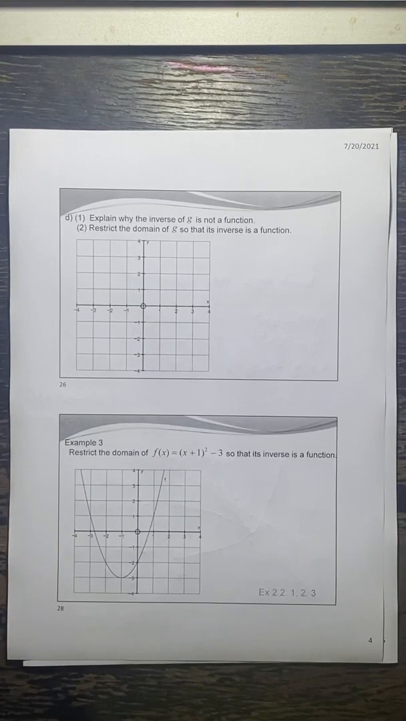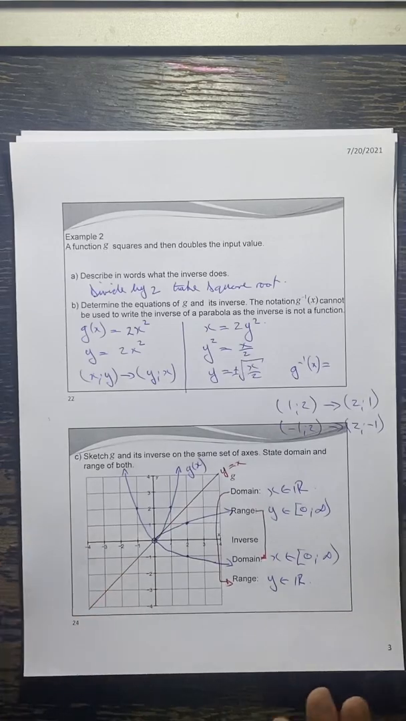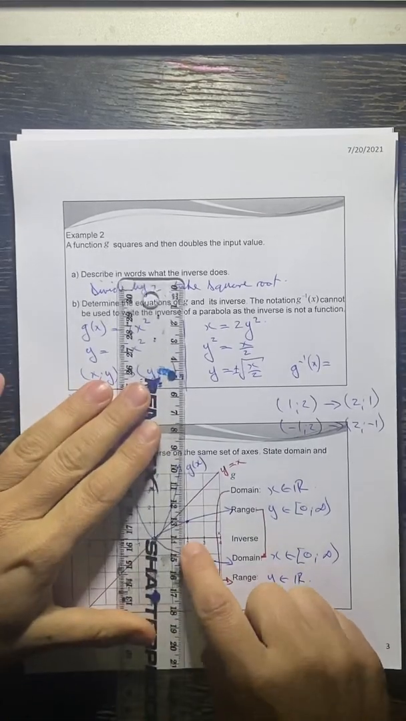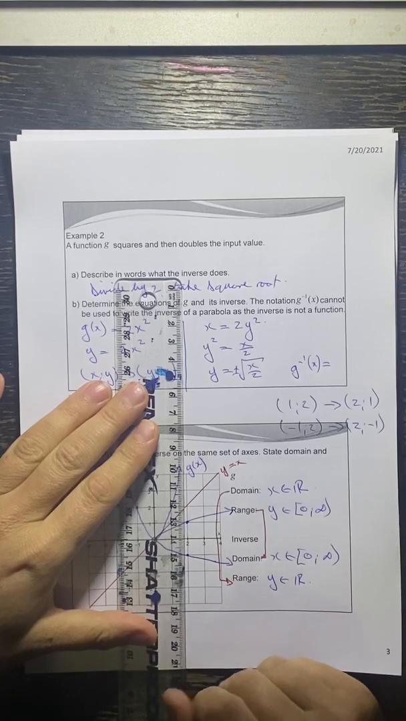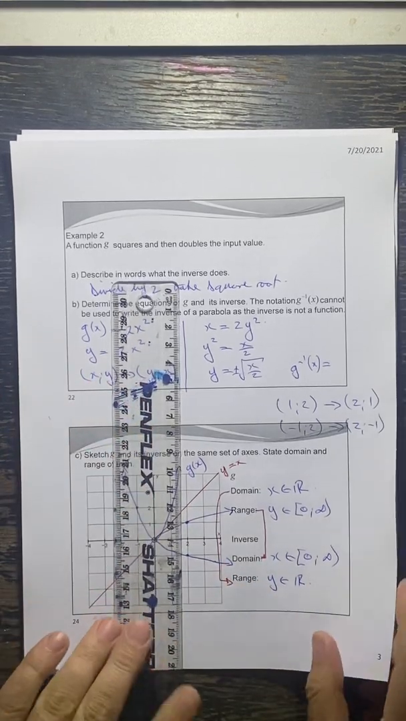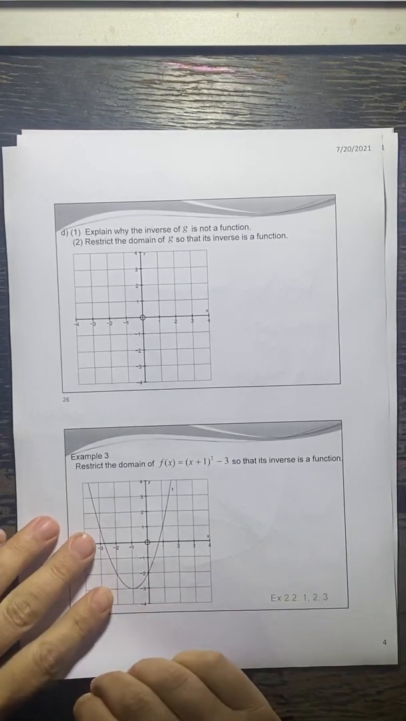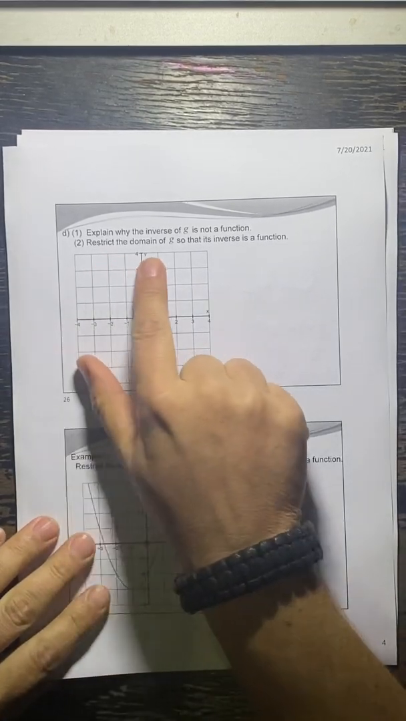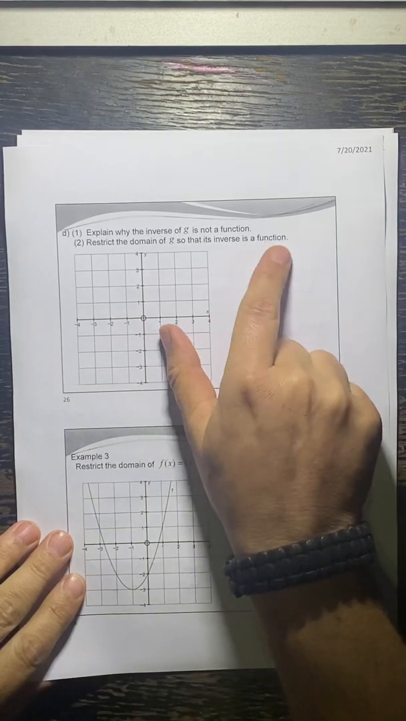Going on to the next one. It's saying here, explain why the inverse of G is not a function. Well, it's because we are getting many y values for one x value. So an x value is being mapped to more than one y value. Then it says here, restrict the domain of G so that its inverse is a function.